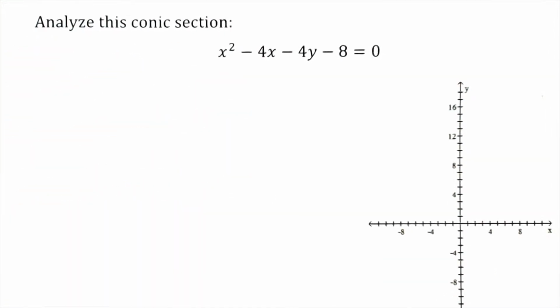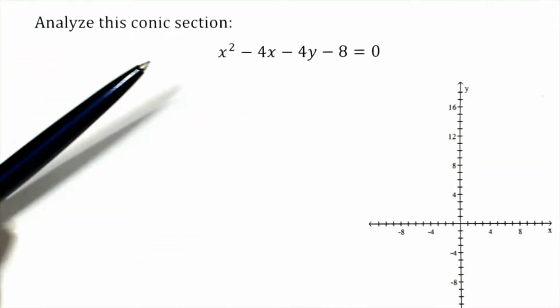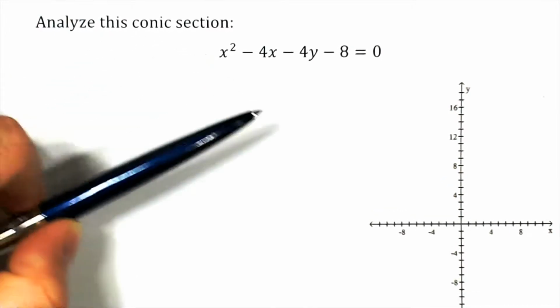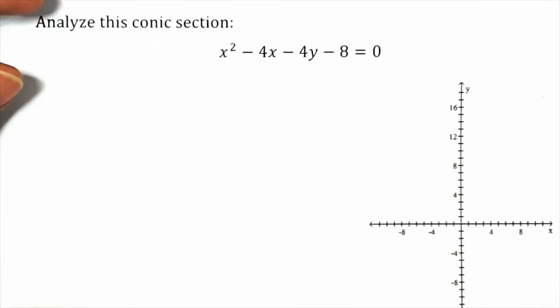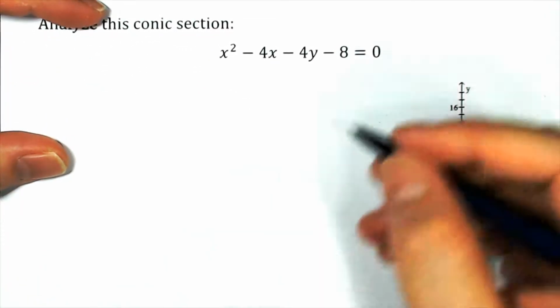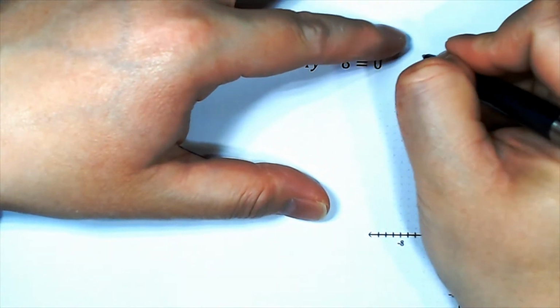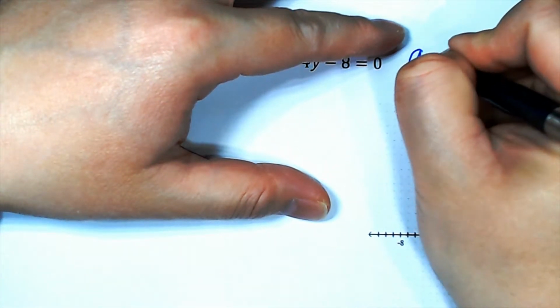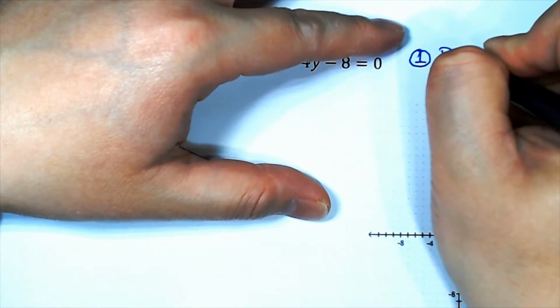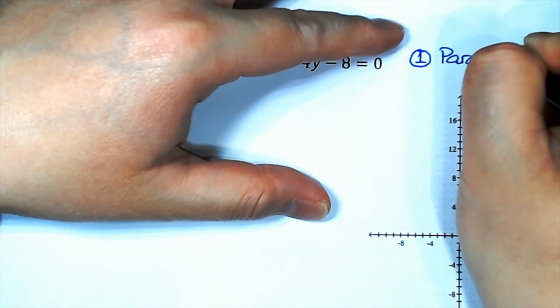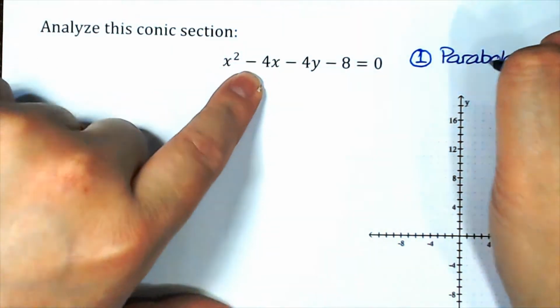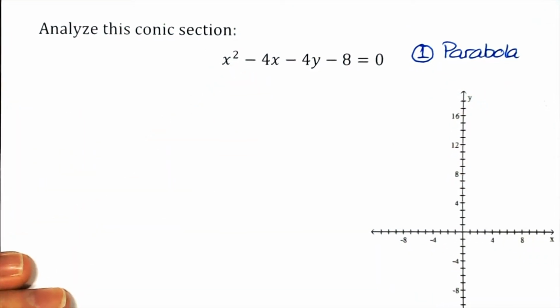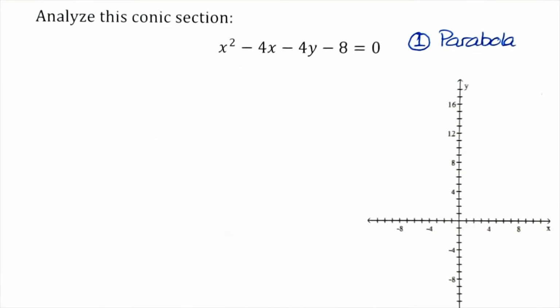Since we are missing y squared, when we're missing either x squared or y squared, it is going to be a parabola. So the first thing we know is that it is going to be a parabola because we are missing a y squared.